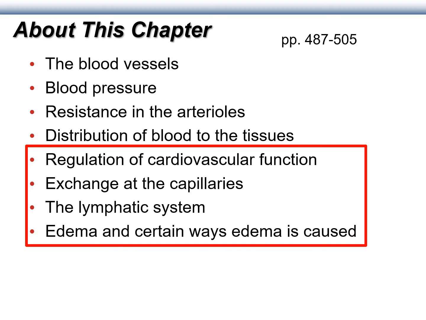I could talk about cardiovascular disease, and there's certainly a lot to talk about there, but I've elected to skip that and instead talk about another topic, which hopefully will make some sense to you given that we're talking about exchange at the capillaries.